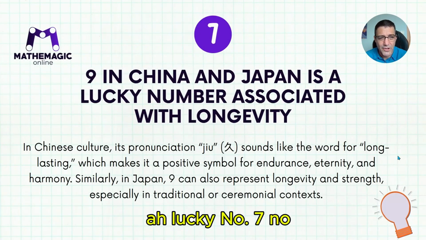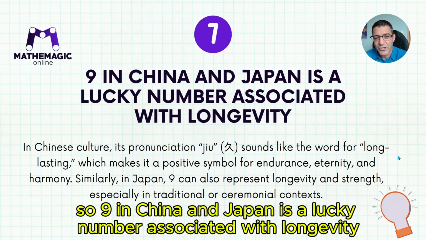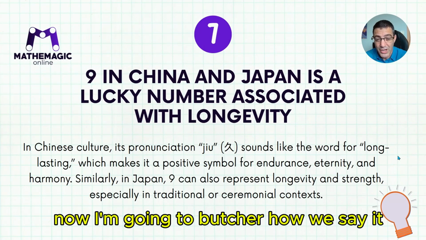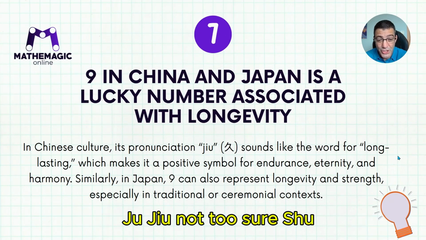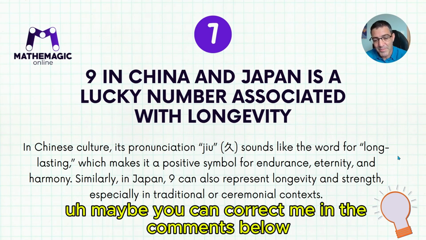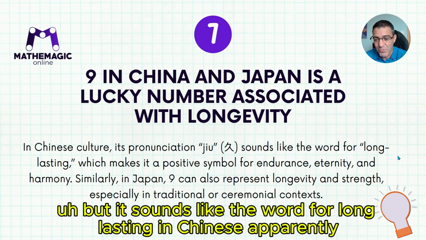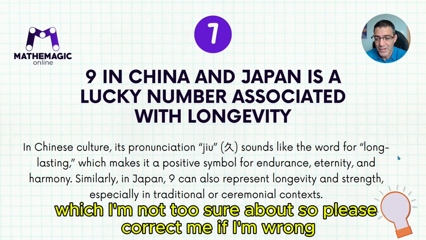Lucky number 7. No, lucky number 9. So 9 in China and Japan is a lucky number associated with longevity. Now I'm going to butcher how we say it. Jiu, not too sure. Maybe you can correct me in the comments below, but it sounds like the word for long lasting in Chinese, apparently, which I'm not too sure about, so please correct me if I'm wrong.